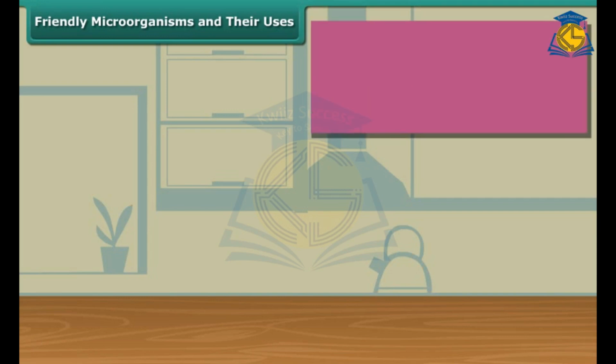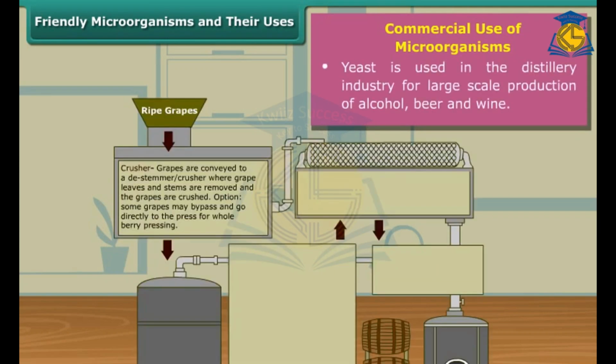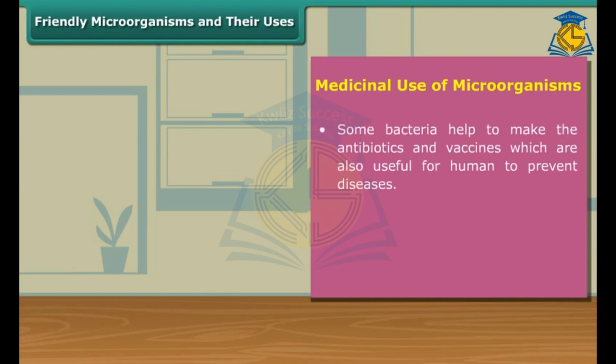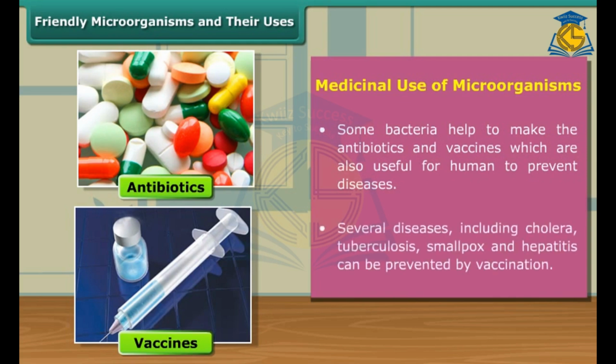Microorganisms are also useful in the commercial and medicinal field. For instance, yeast is used in the distillery industry for large-scale production of alcohol, beer, and wine. Some other bacteria are helpful in the production of antibiotics and vaccines. Vaccination is helpful against several diseases including cholera, tuberculosis, smallpox and hepatitis.